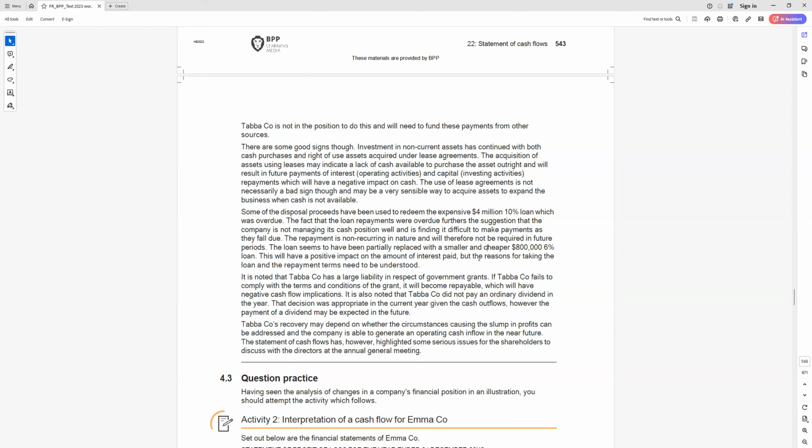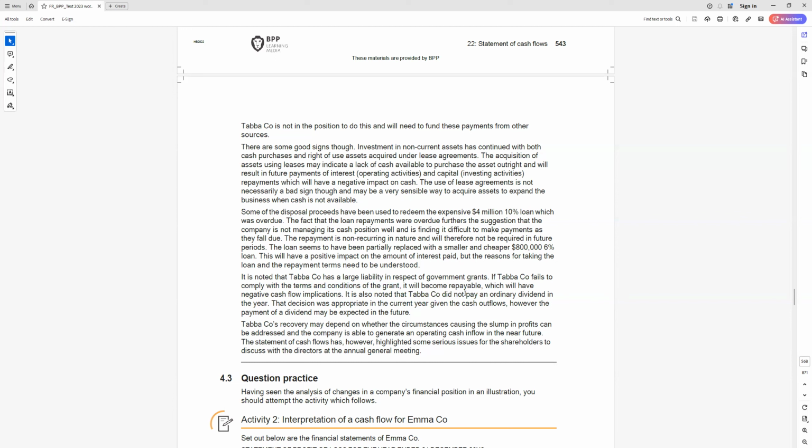It is noted that TICO has a large liability in respect of the government grant, so some grant they have to pay back. If TICO fails to comply with the terms and conditions of the grant, so if they cannot fulfill the terms and conditions of the government grant, it will become repayable, which will have a negative cash flow implication. So if they cannot fulfill them, they might have to pay back all the money.